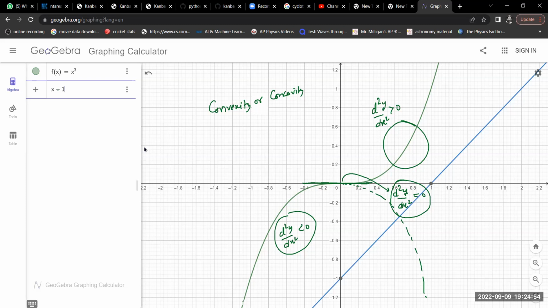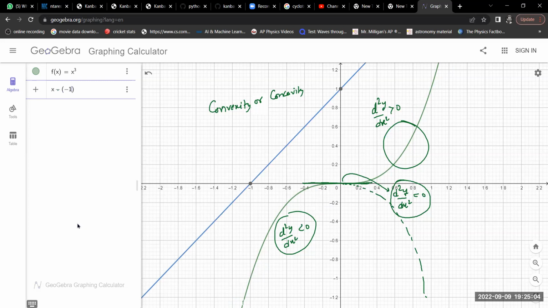If I put -2, it will shift to 2. See? And if I put -1, it will shift to -1. So when you write a graph and make some change to x, the graph will shift. The shape remains constant. The graph will shift.